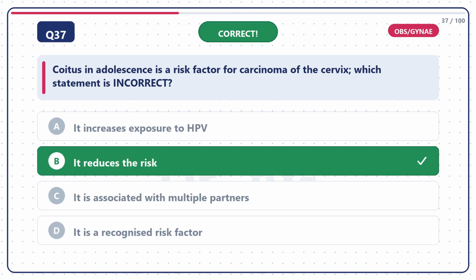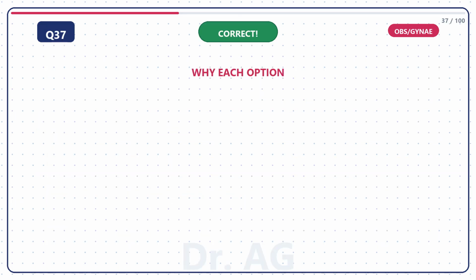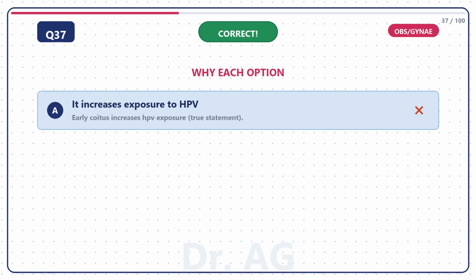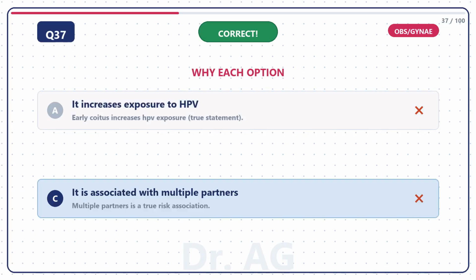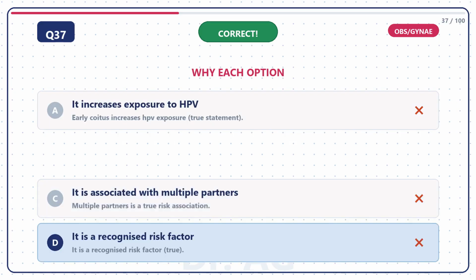The correct answer is option B. It reduces the risk. Let's go through the options. It increases exposure to HPV: early coitus increases HPV exposure, a true statement. It is associated with multiple partners: multiple partners is a true risk association. It is a recognized risk factor: true.